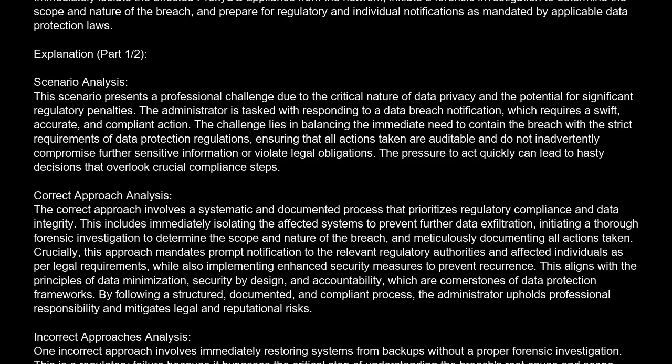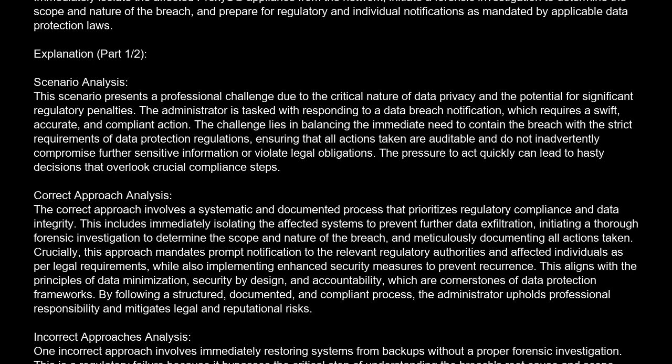The correct answer is B. Immediately isolate the affected ProxySG appliance from the network. Initiate a forensic investigation to determine the scope and nature of the breach, and prepare for regulatory and individual notifications as mandated by applicable data protection laws.